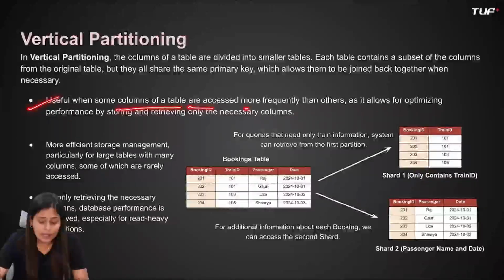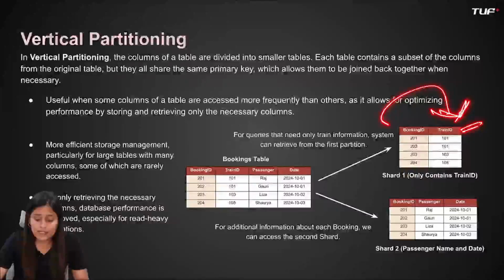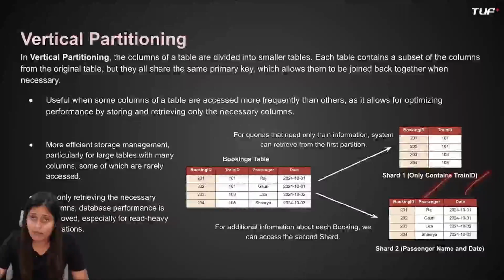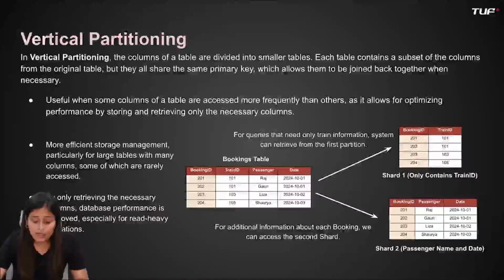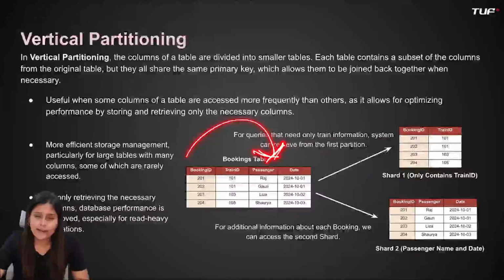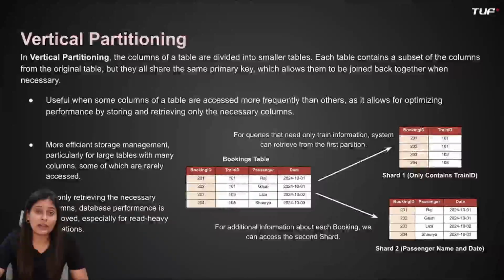It is useful when some columns of a table are accessed more frequently. If booking ID and train ID are used more frequently compared to passenger name and date, then we go with this partitioning. It allows optimizing performance by storing and retrieving only the necessary columns. If you store all the columns together, then whenever you search or insert anything, performance degrades by unnecessarily keeping and loading unwanted columns and wasting time.